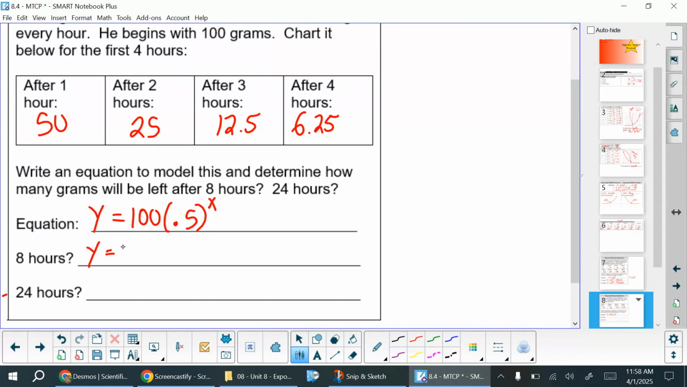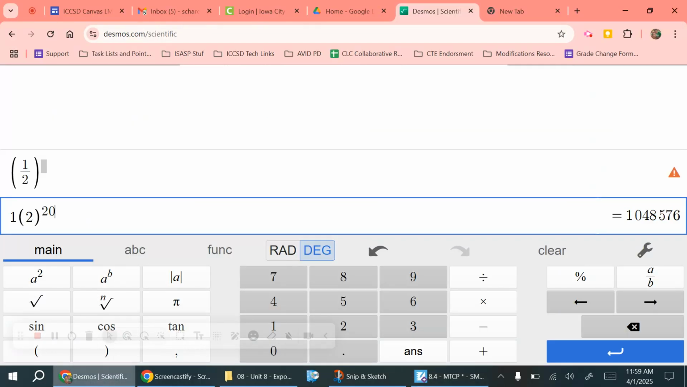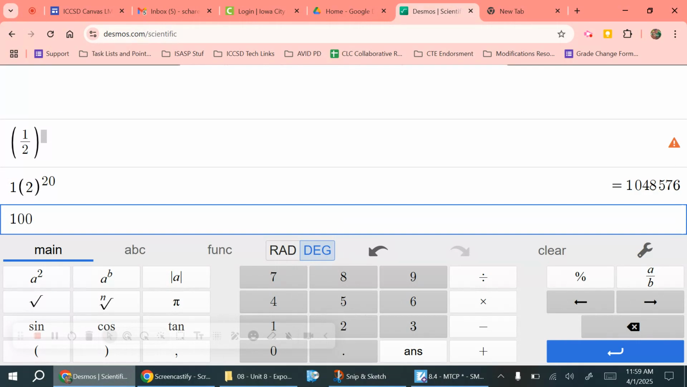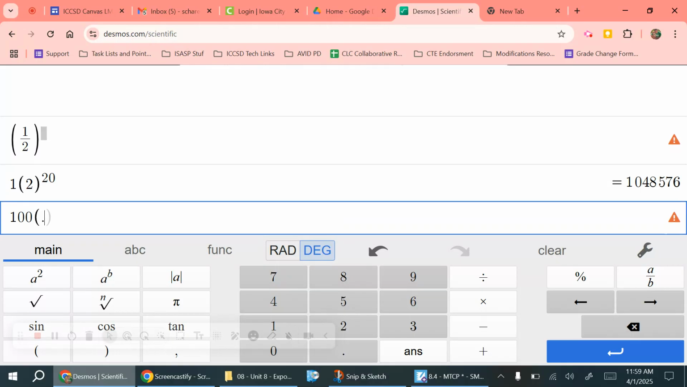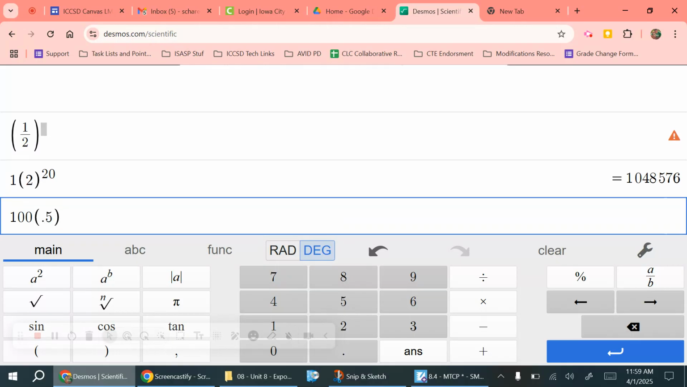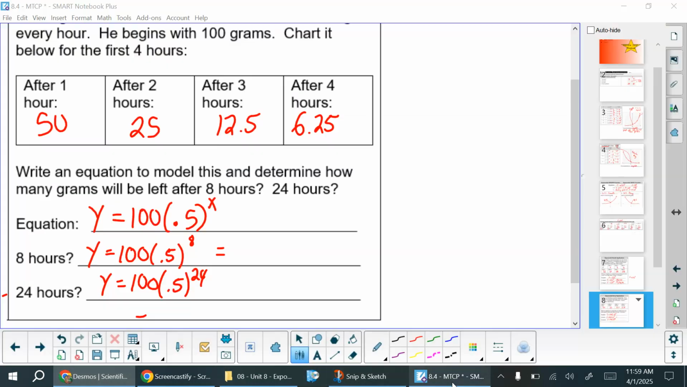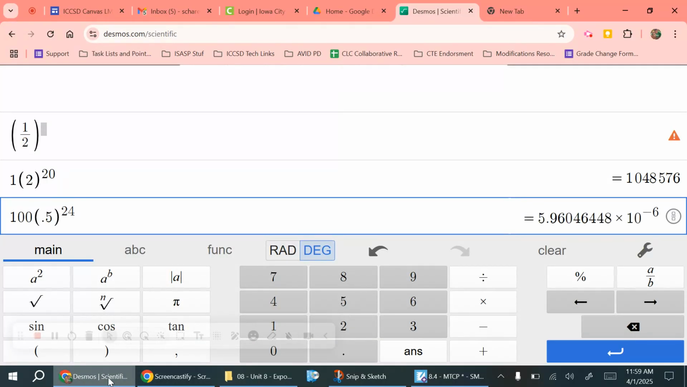So when we type these in, to the 8 and to the 24, we're going to see these get really small really fast. So to the 8th power, when I type this in, 100 times 0.5 to the 8th, I get 0.39. And when I type it into the 24th, so an entire day, I get this.